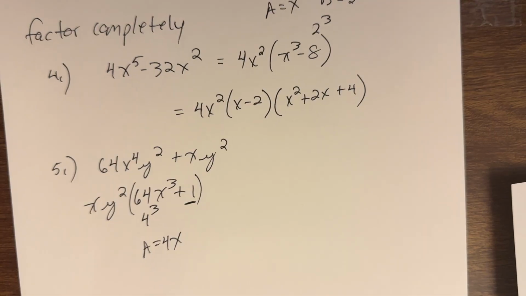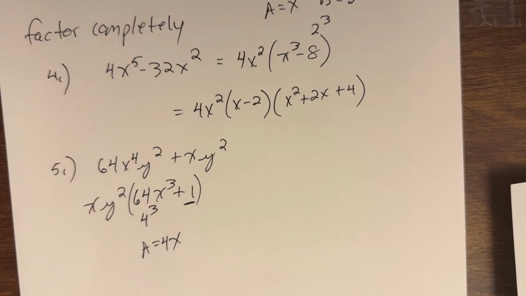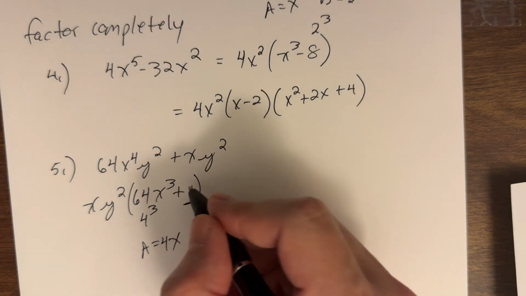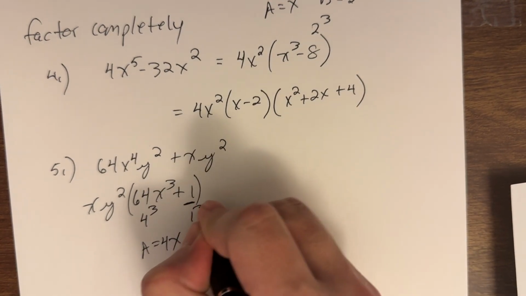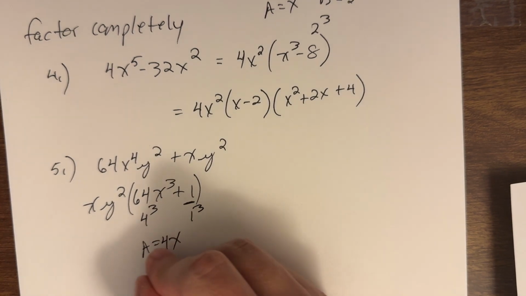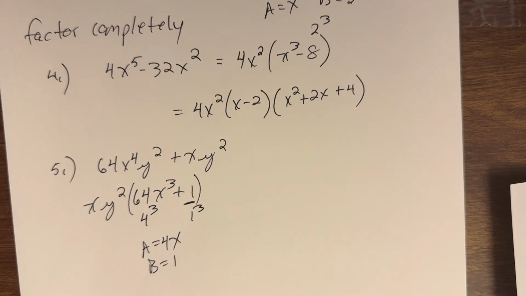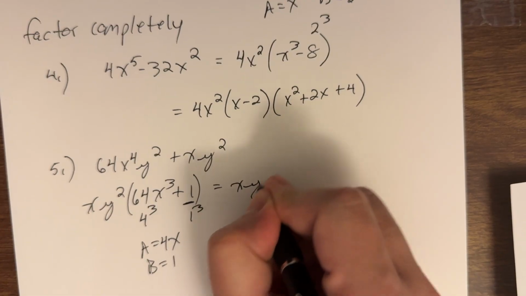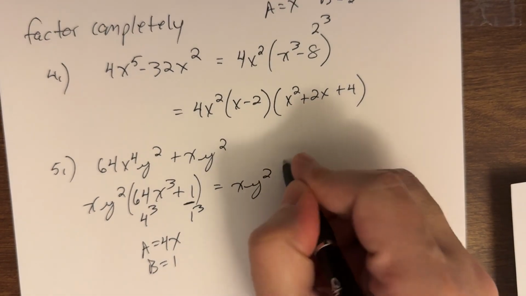But then this throws some people off, but don't forget, it's easy to miss this, because 1 squared is 1 cubed. 1 to any power is 1. So 1 can be a perfect anything. 1 is 1 cubed. B would just be 1. So the xy squared is still there.